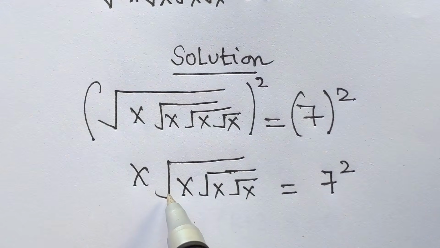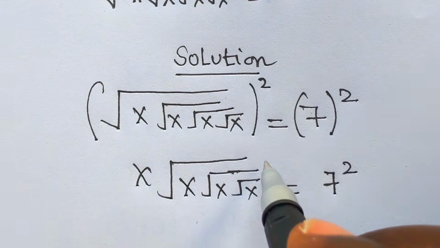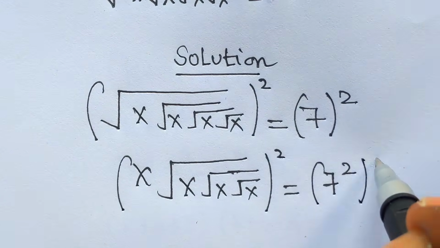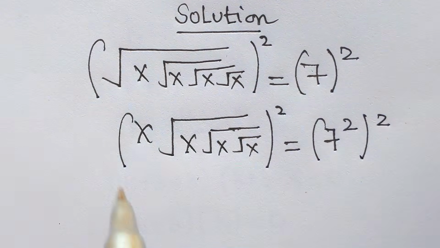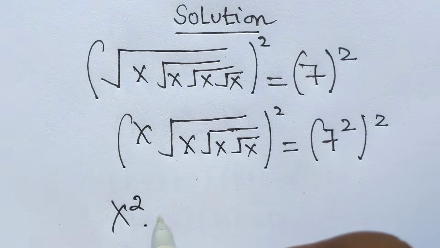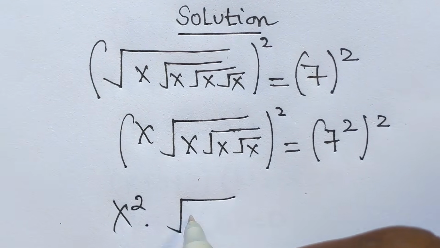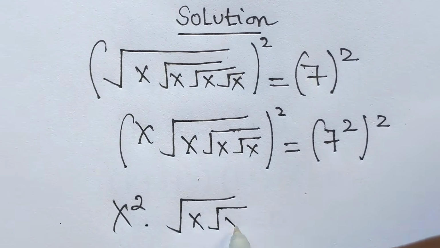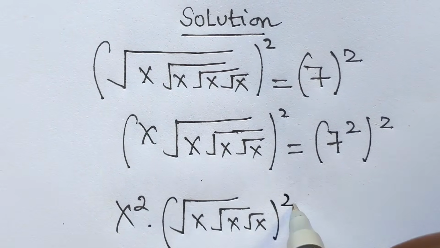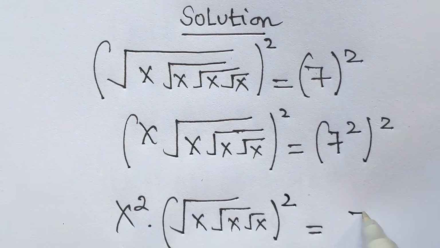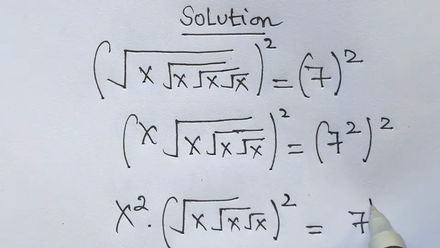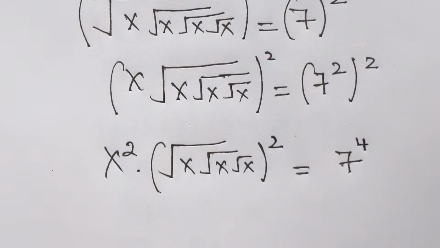In order to remove this square root again, we shall square both sides. Now here we have x squared times the square root of x, the square root of x, the square root of x, then squared, which will be 7, then this power will be multiplied to get 7 power 4.